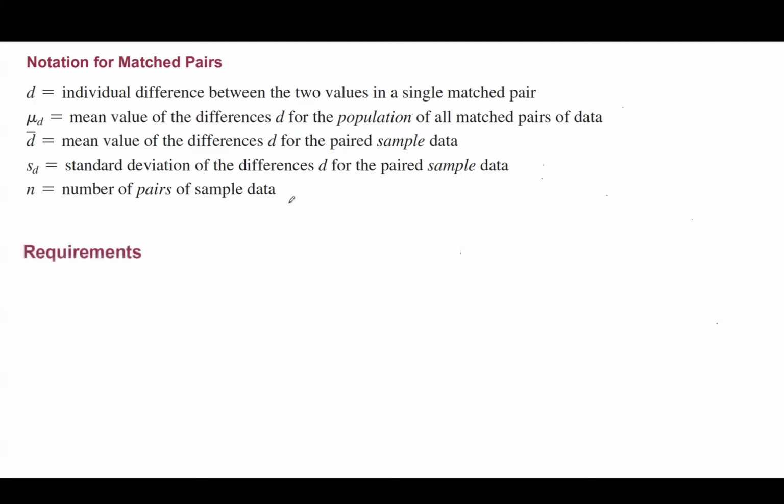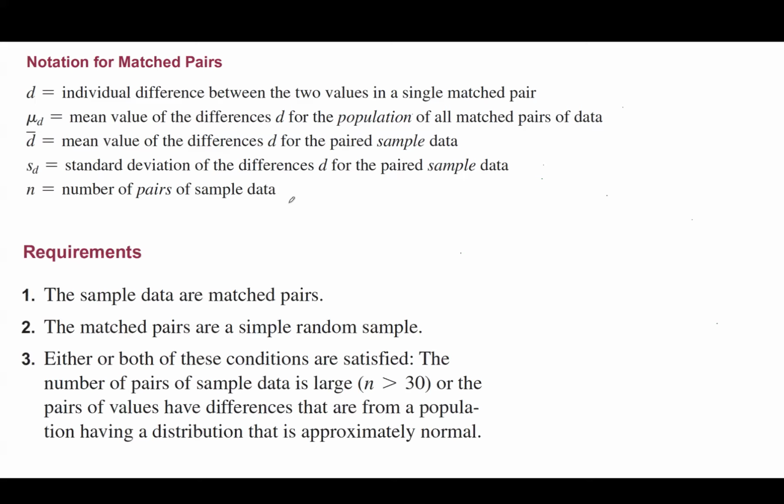What are the requirements? The sample data are matched pairs. The matched pairs are a simple random sample. Either or both of these conditions are met: the number of pairs of sample data is large, more than 30, or the pairs of values have differences that are from a population having a distribution that is approximately normal. Okay, so what are the steps?